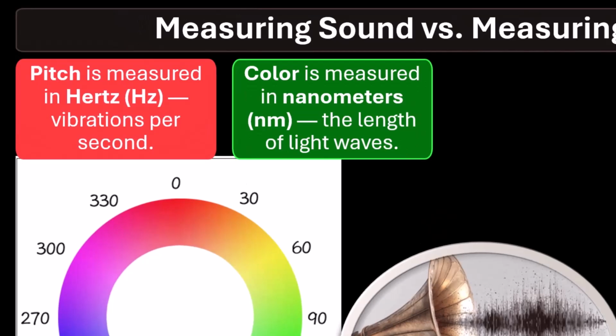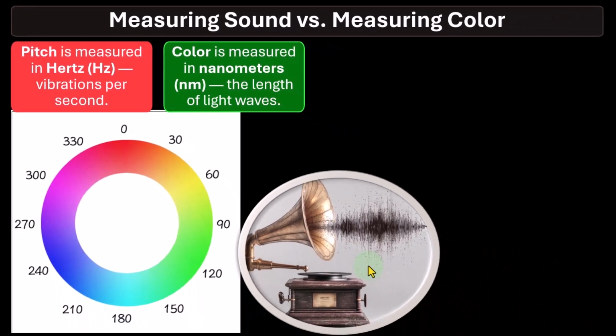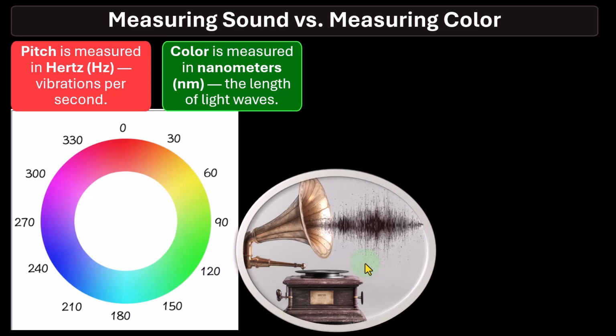So we can measure it thusly. Color is measured in nanometers, so the length of light waves. Both of them have the quality of measurement. They have different things that we're measuring them by, of course: the number of oscillations for sound or compression waves, however you want to think of it, and for light, the length of the waves. So they're both phenomena that are similar in that way. We can scientifically measure them.